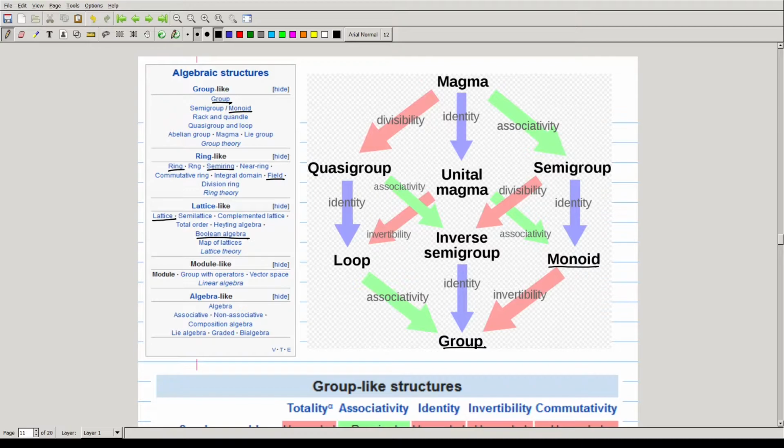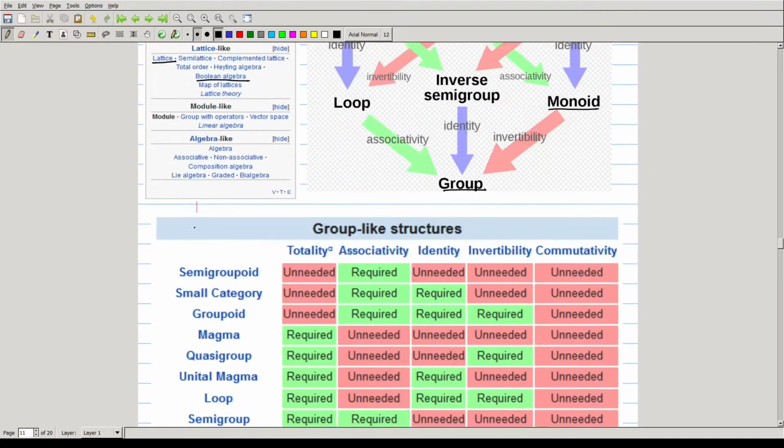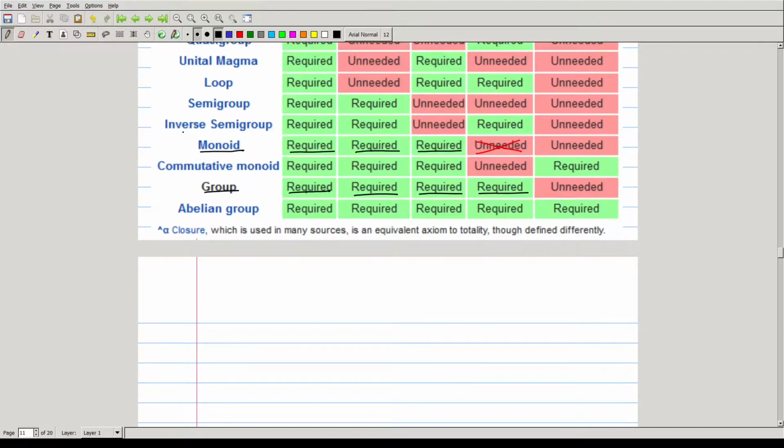eventually a group. But a group is when we have associativity, identity, and invertibility. If we remove the condition of invertibility, we're left with a monoid. So let's get down and write down the actual definition of the group and see some examples.